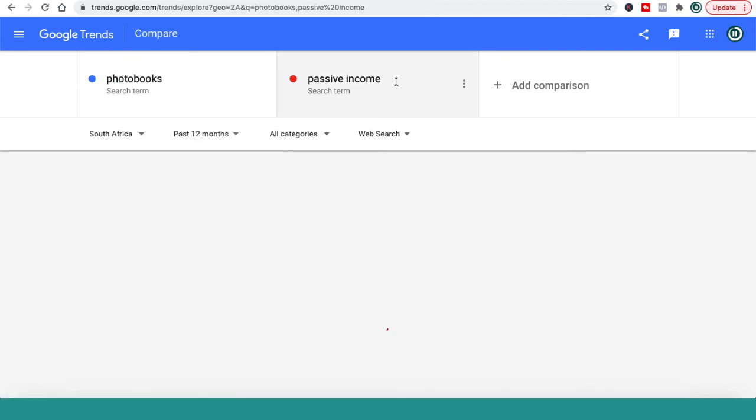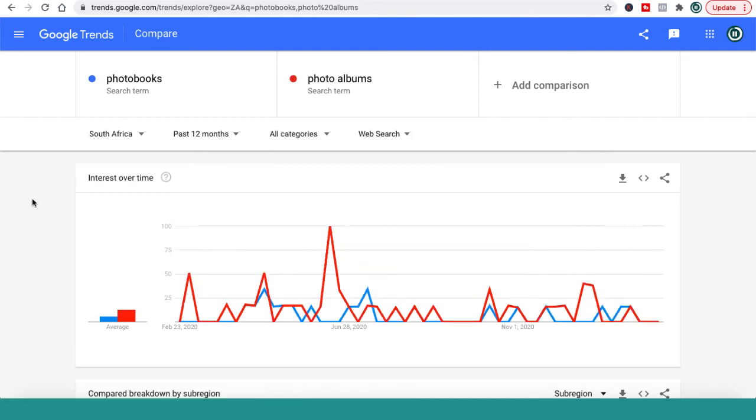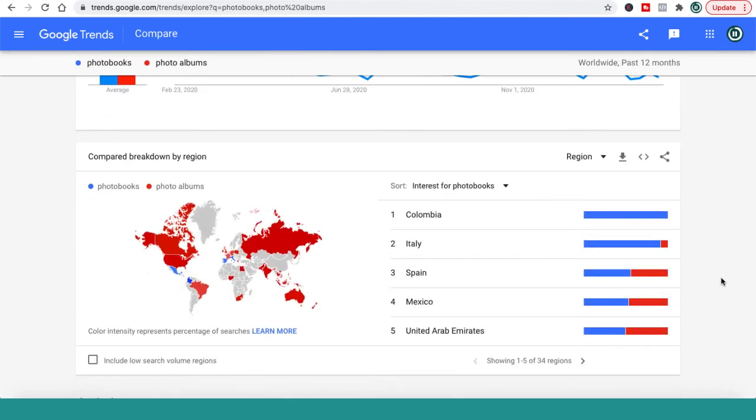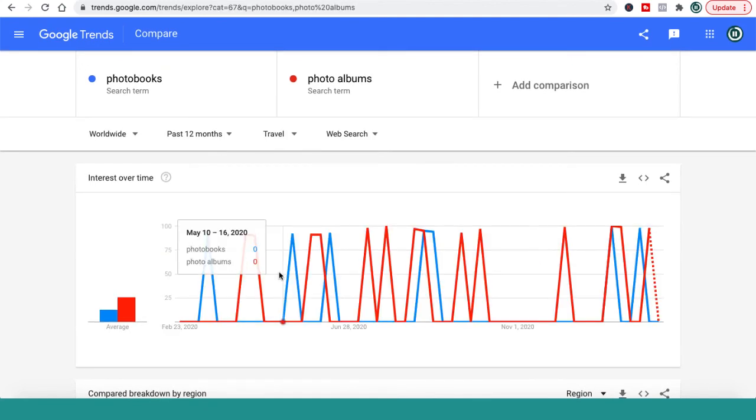Let's have a look at photo books versus photo albums. Wow, there is quite a marked difference. So people generally will search for photo albums over photo books. Let's go across the world, not just in South Africa, over the past 12 months. Yes, there is quite a marked difference. So rather write photo albums than photo books for your course. Here you can see the red and the blue. We could change this by the category of travel, but we can still see photo albums are better.